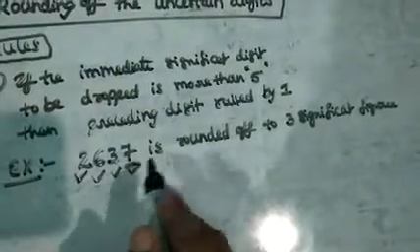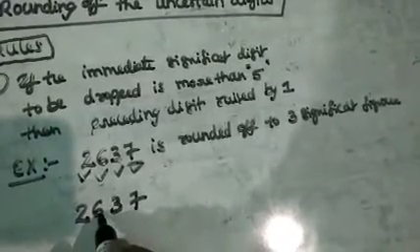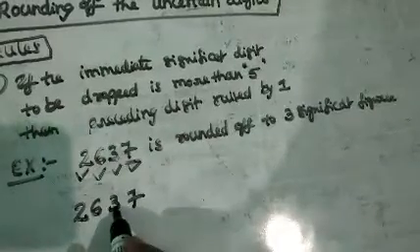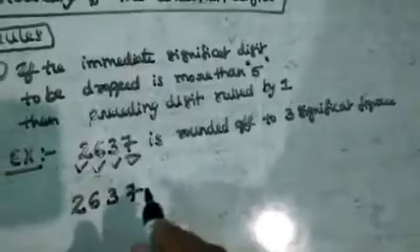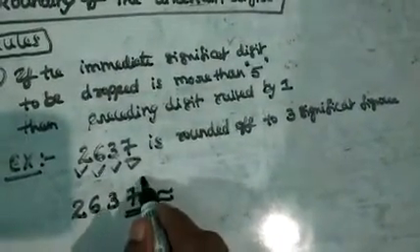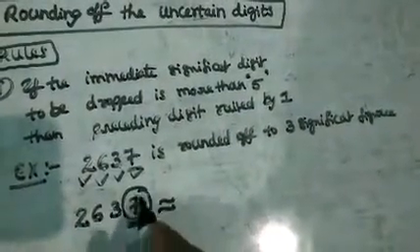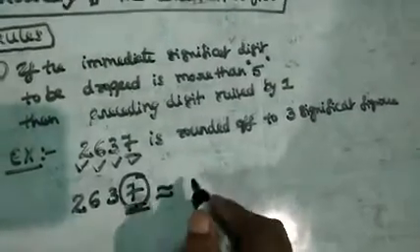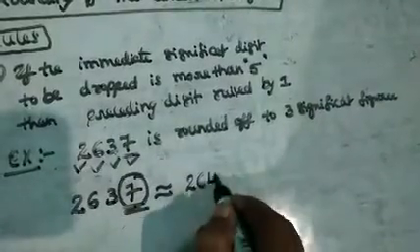2637 में 2 must be there, 6 must, यहाँ से काउंट करना पड़ेगा. 2 should be there, 6 should be there, 3 should be there. So 7 is significant, but they are asking only 3 digits. So this 7 has to be deleted. How to delete? Listen carefully. The digit to be dropped is more than 5. So 7 I am dropping, it is more than 5. If it is more than 5, preceding digit is raised by 1. Like 3, preceding is raised by 1, means 4.